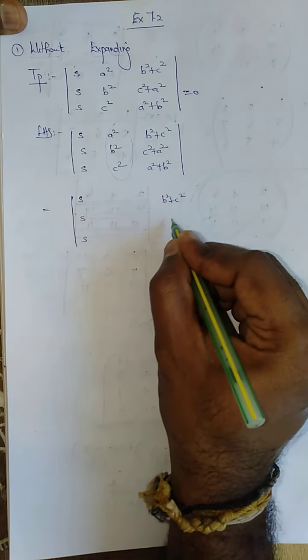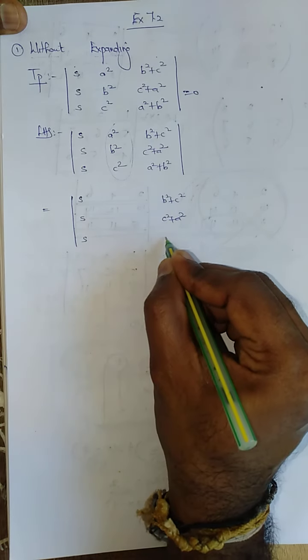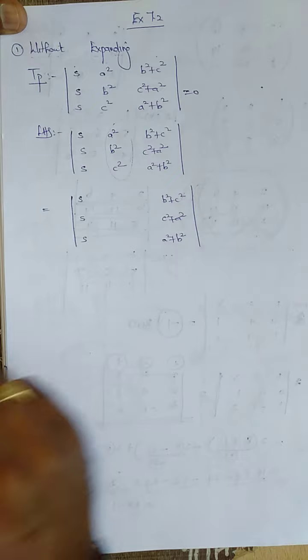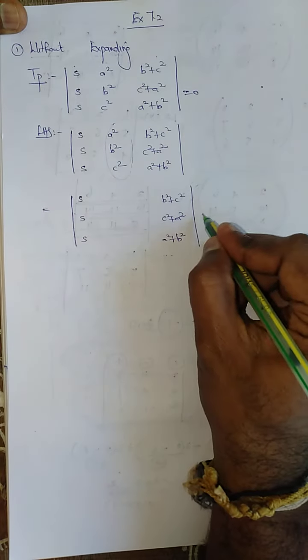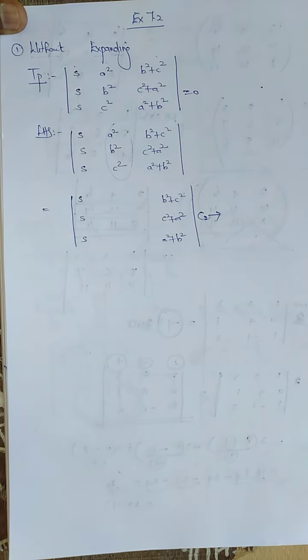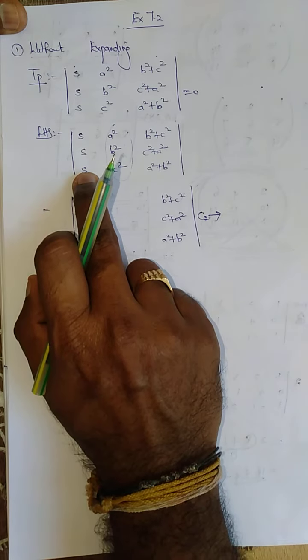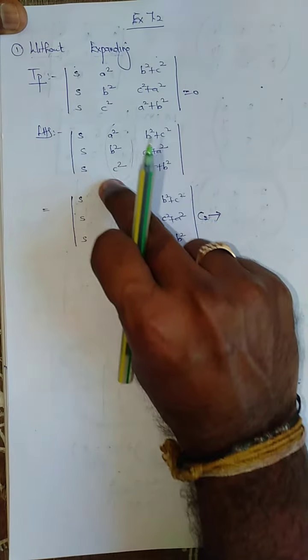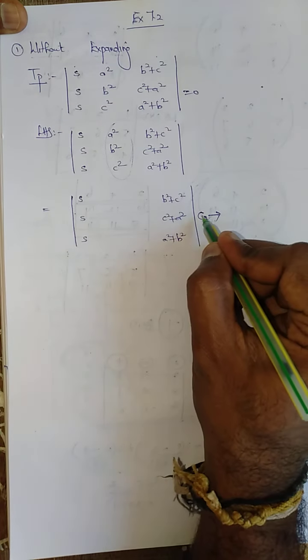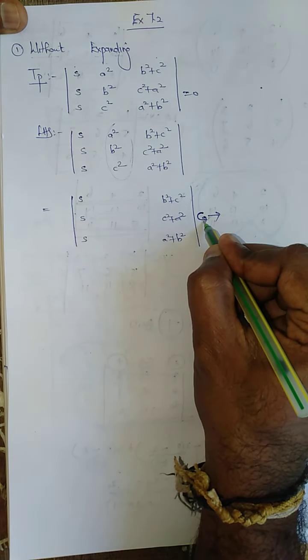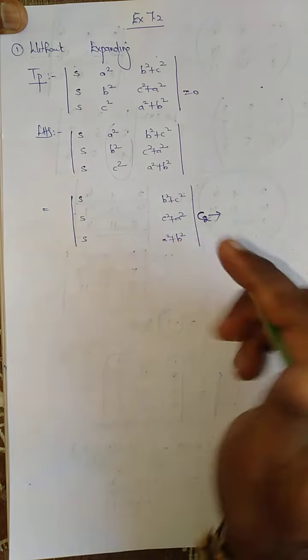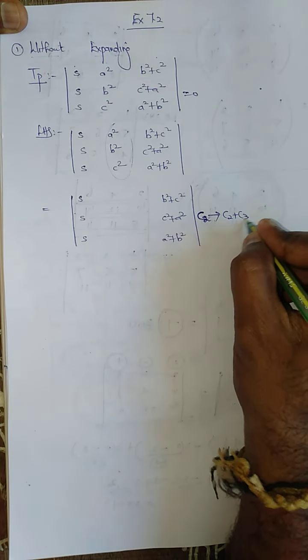What is the change I am going to do in C2? There is no change in C1 and no change in C3, so write C1 and C3 as it is. I am going to change only C2. I need to indicate it: C2 tends to C2 plus C3.